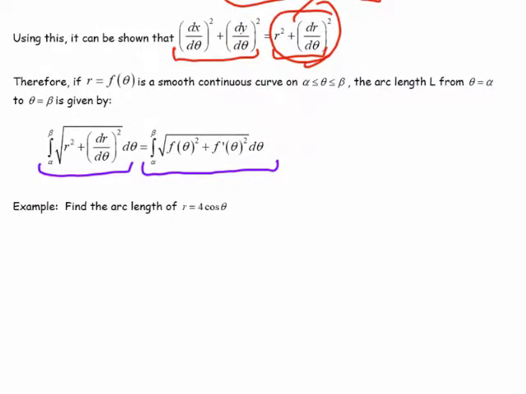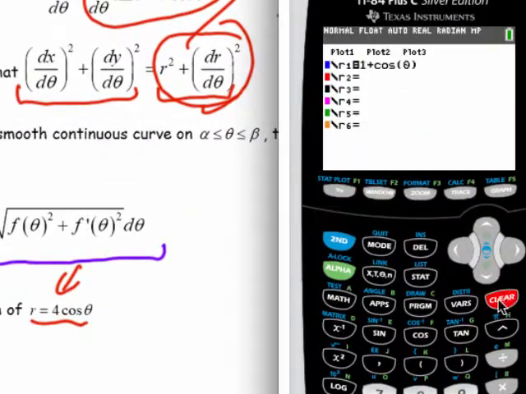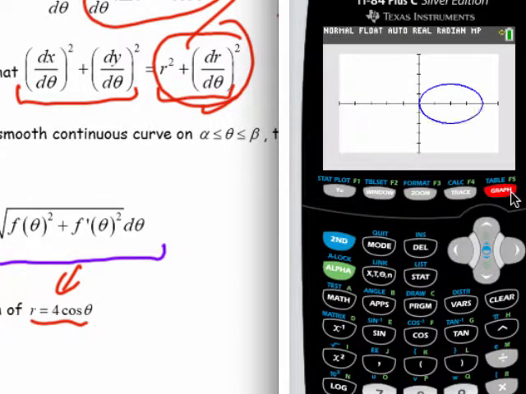Okay, just one example with this. Find the arc length of this polar equation. Now you might remember that we graphed this polar equation in the last video, and you might remember what the shape of it is, because it's a common one. It was a circle with a radius of 2, centered at (2, 0). And so if we want to find the arc length of this, what we're really finding is the circumference of the circle. Alright?